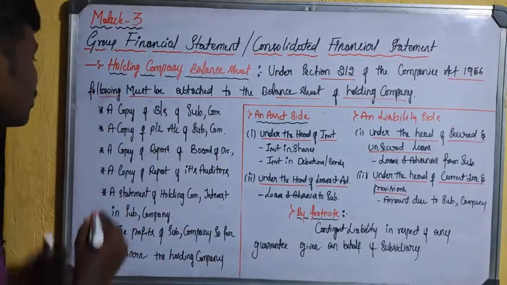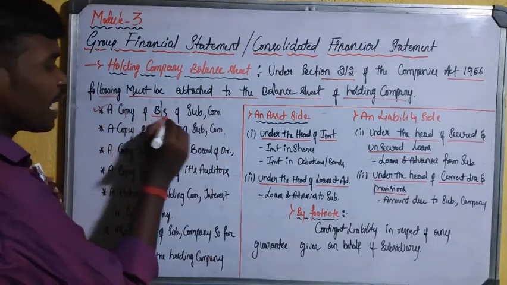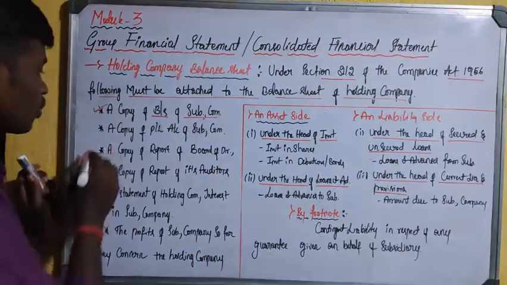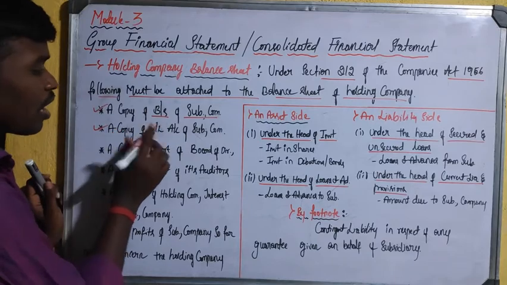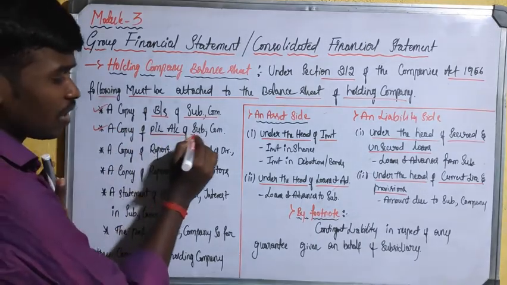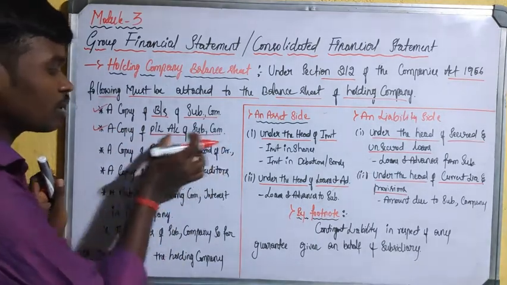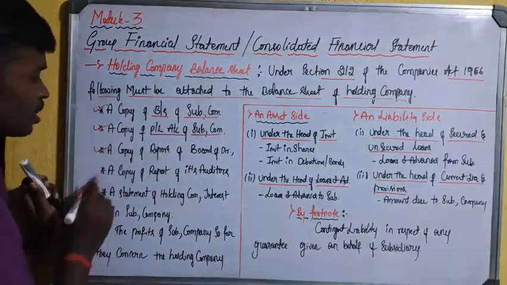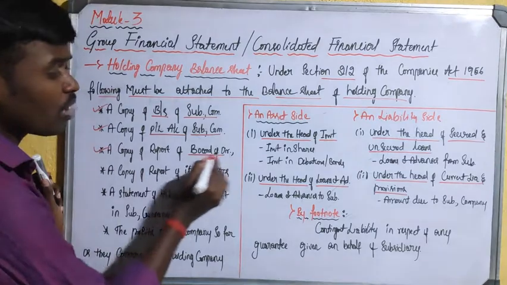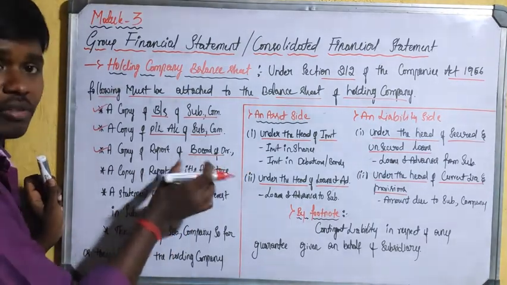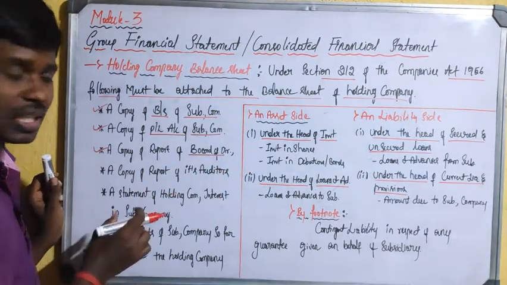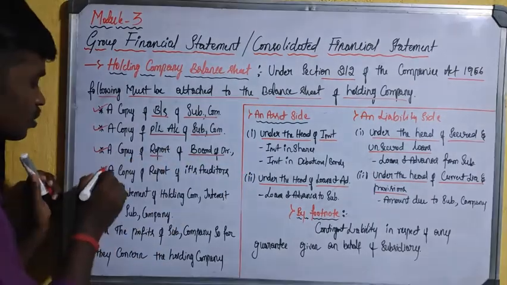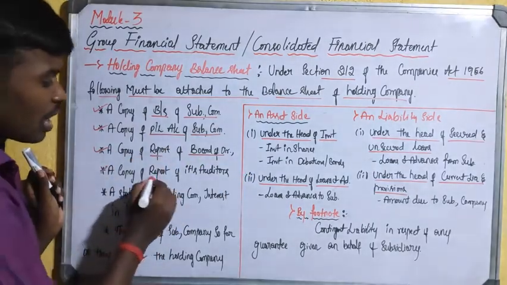Let's see what are the documents. So a copy of balance sheet of subsidiary company. So subsidiary company balance sheet should be attached. Okay, so next, a copy of profit and loss account statement of the subsidiary company. So the subsidiary company profit and loss account statement should be attached. Okay, next, a copy of report of board of directors. So which board of directors are there, how many board of directors are there, what are their shares, so the complete report should be attached. Okay, so next, a copy of report of its auditors.